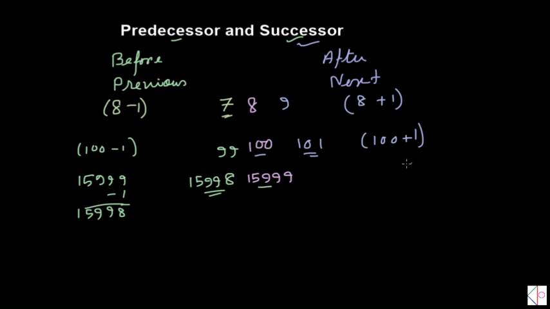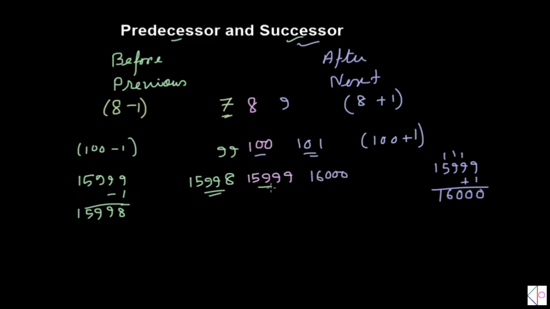To get the successor value of this one, we have to add 1 to that value. Let us take 15,999. If we add 1 plus 9 it becomes 10. 0 here, 1 is carry. Again 1 plus 9 becomes 10, 0, 1 is carry. 1 plus 9 equals 10, 0, again 1 is carry. 1 plus 5 means 6. Here it is 1. So it becomes 16,000.